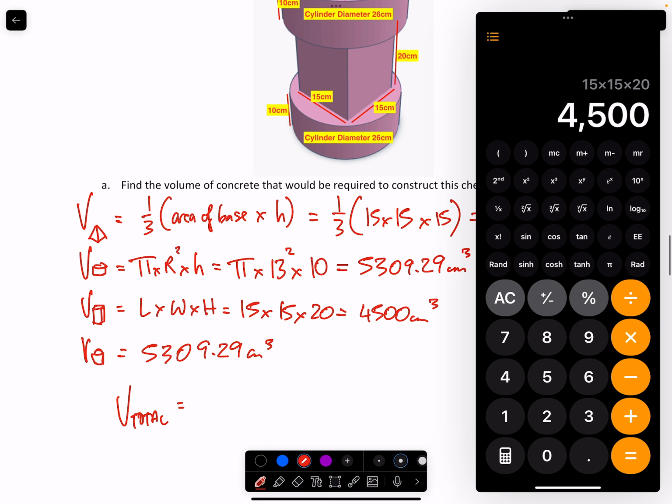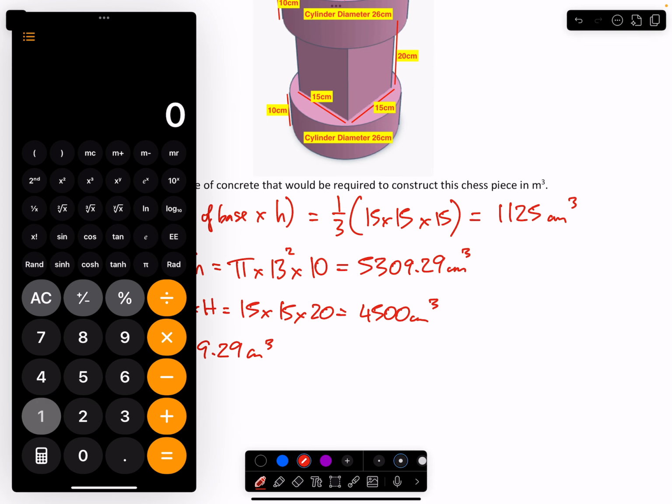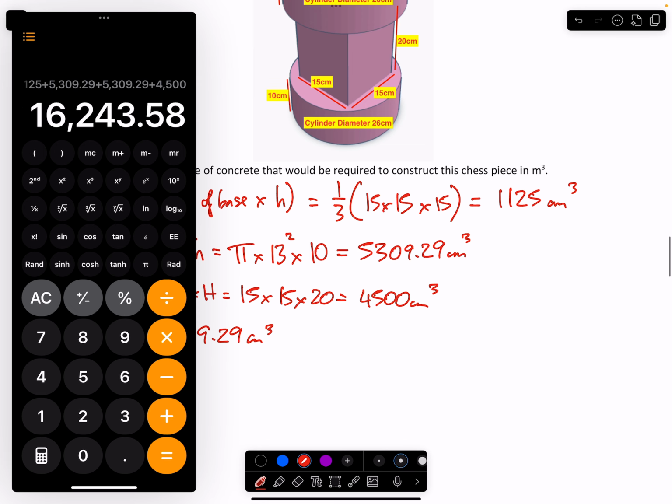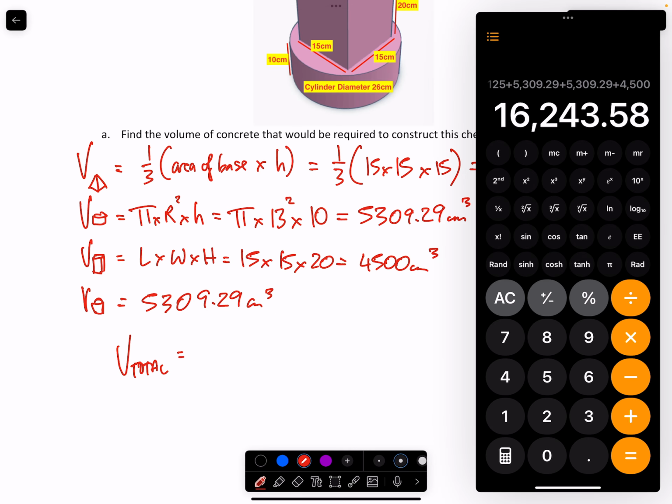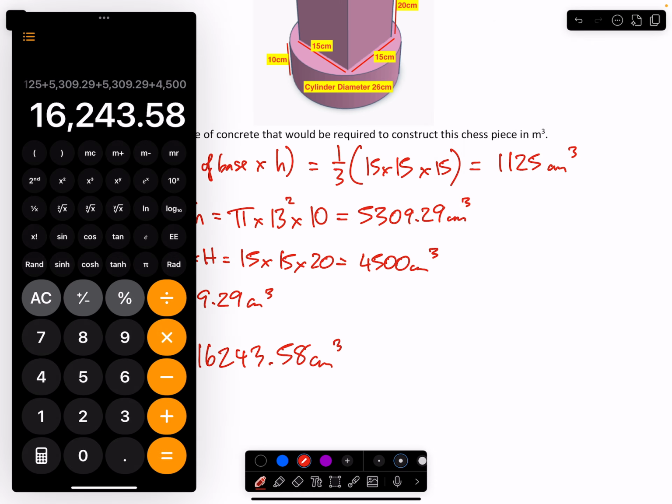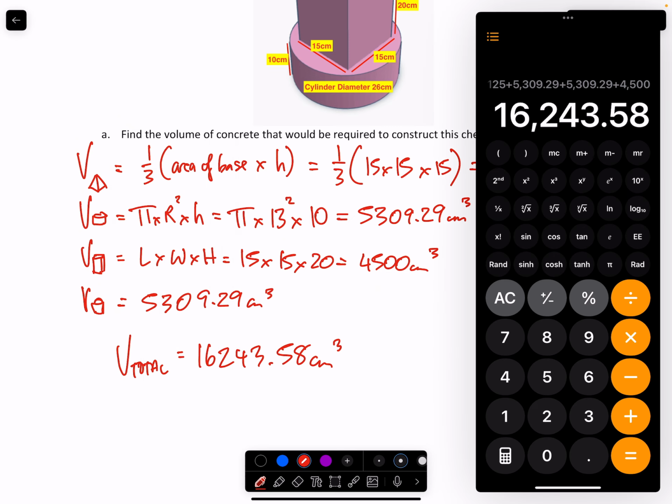So the volume total is going to be all those added together. What was the first one? 1125 plus 5309.29 plus another 5309.29 plus 4,500. 16243.58 cubic centimeters. That's not the answer to the question though, because we want it in cubic meters.